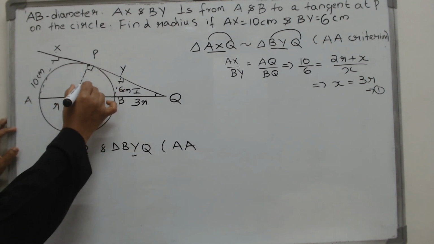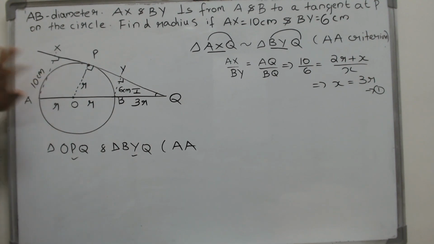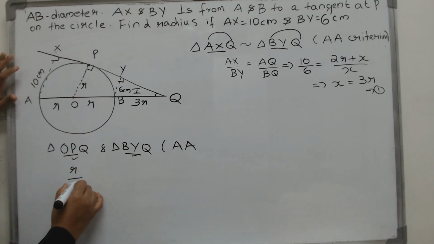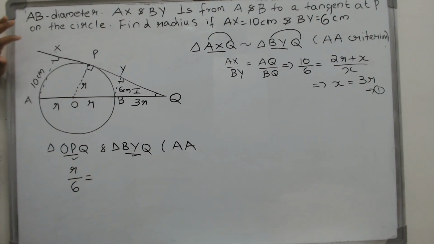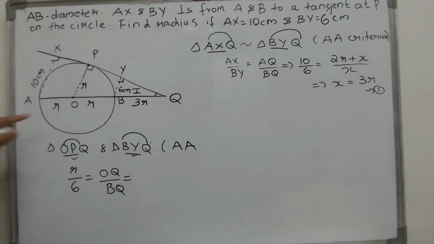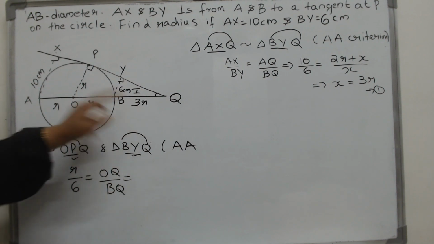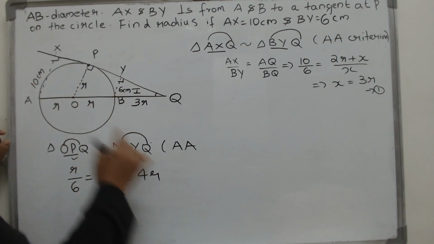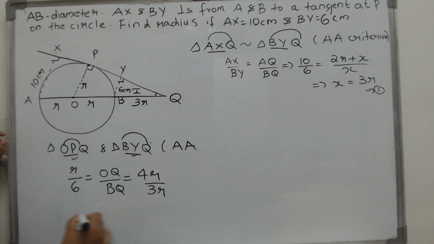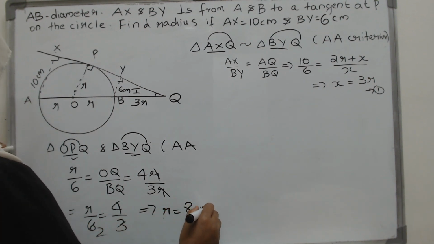Now what do we know? OP is actually R, right? So let us substitute the values. We have OP by BY, which is what? R by 6 is equal to OQ by BQ. But then what is OQ? There is an R here, there is a 3R here. Add both of them, you have a 4R. And how much is BQ? It is just 3R. So you have what? R by 6 is equal to 4 by 3, which means R is equal to 8 centimeters.